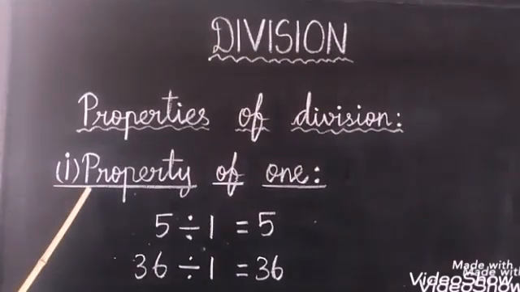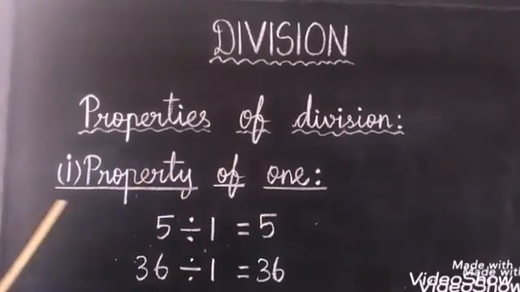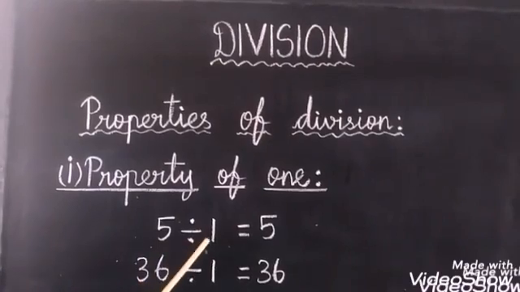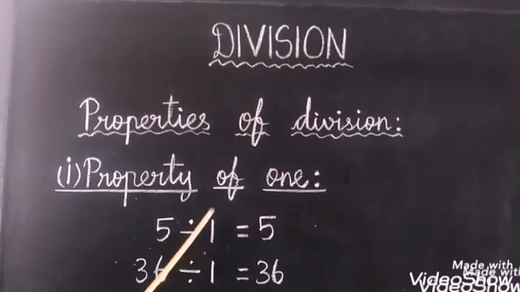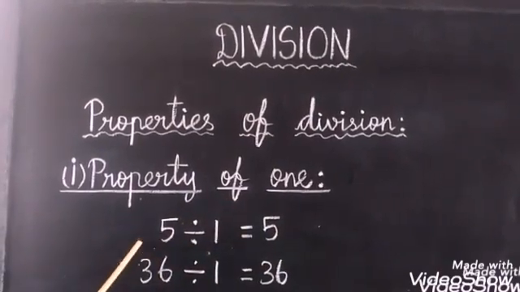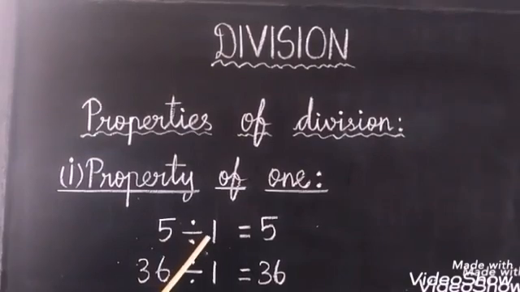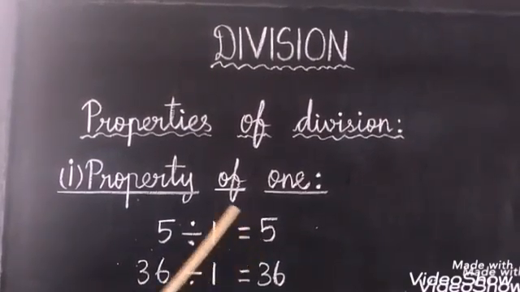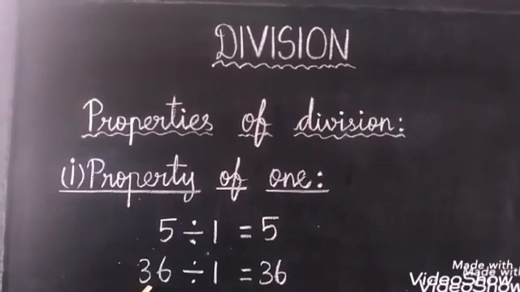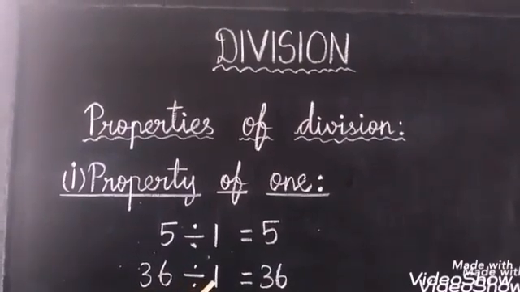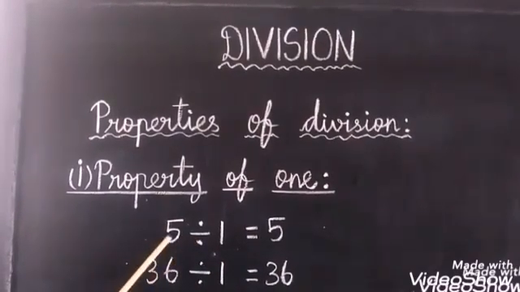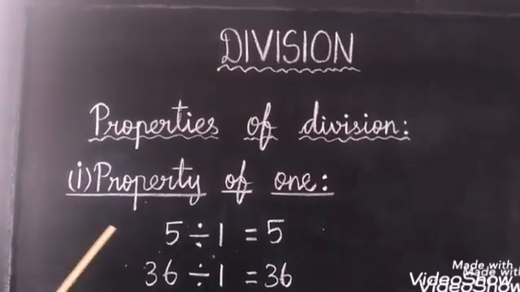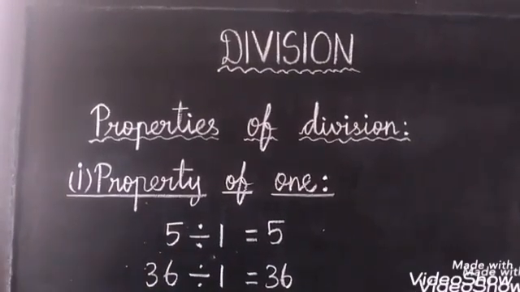First one, property of 1. When a number is divided by 1, we will get the same number as the quotient, that is, the same number as the answer. For example, 5 divided by 1 equals 5. Another example, 36 divided by 1 equals 36. And then the remainder is 0.